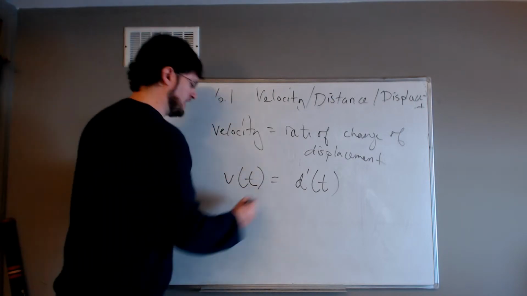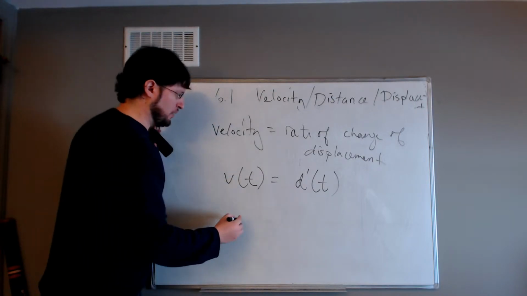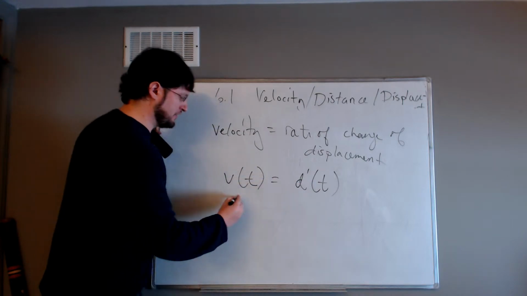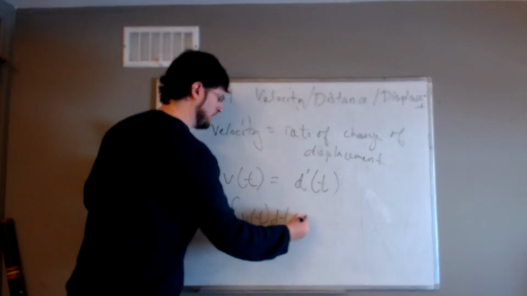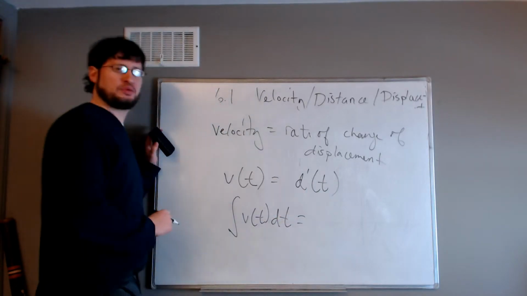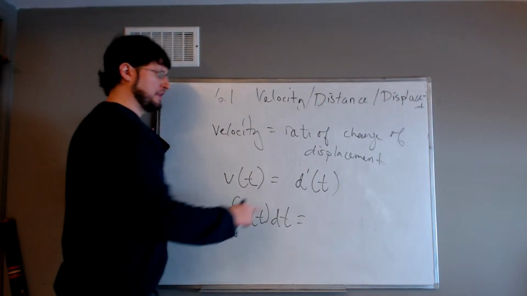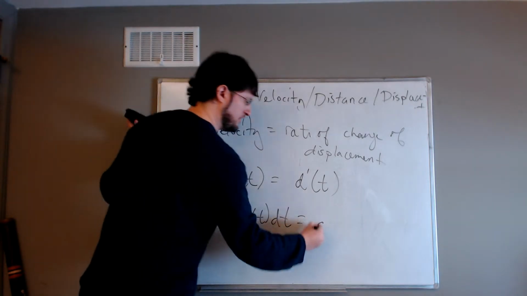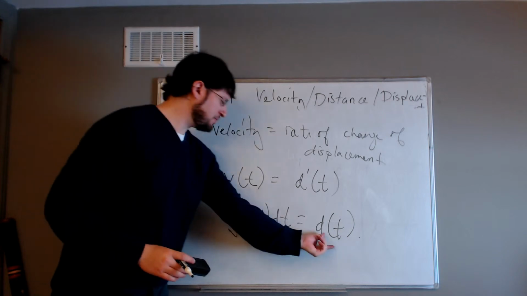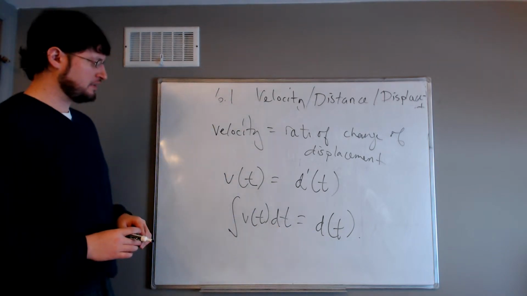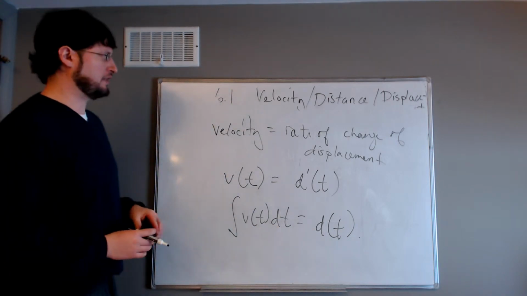Which means that a related equation, if I integrate both sides of this equation, I should get something that says this. The integral of the velocity is the integral of the derivative of the displacement, but the integral of a derivative is just the displacement itself. So the displacement at time t is the antiderivative of the velocity.